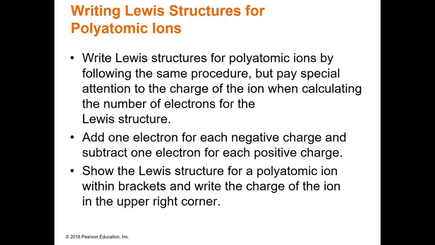Now let's look at polyatomic ions. These are charged species made up of multiple atoms. The process for drawing Lewis structures is similar, but we have to account for the ionic charge when counting total valence electrons. Add 1 electron for each negative charge and subtract 1 for each positive charge. Always enclose the structure in brackets and label the charge in the upper right corner.